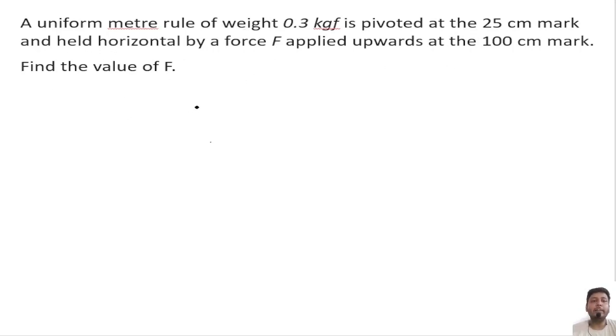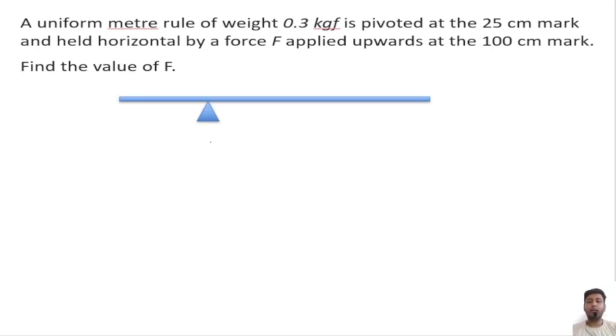Before solving any numerical, the first thing you should do is make a rough diagram. Okay, so let us make it. Here I have the rough diagram. What you can see is the ruler is pivoted at the 25 centimeter mark. So this is approximately 25 centimeter, this is the 100 centimeter mark and this is the 0 centimeter mark.